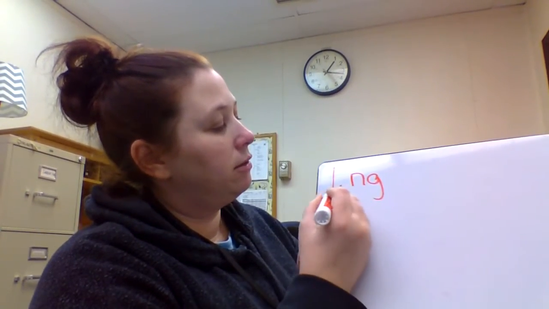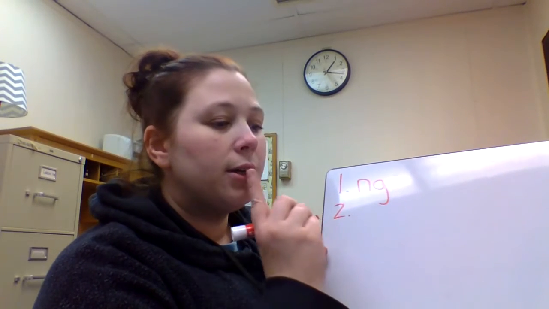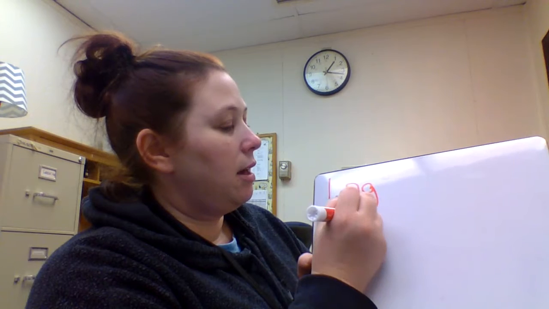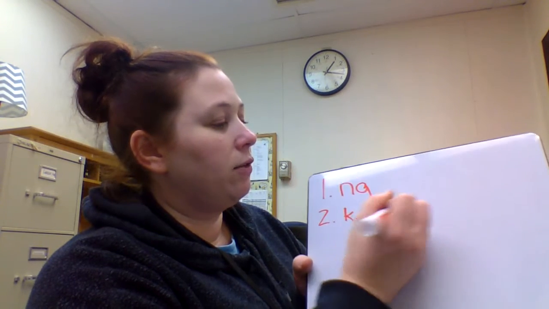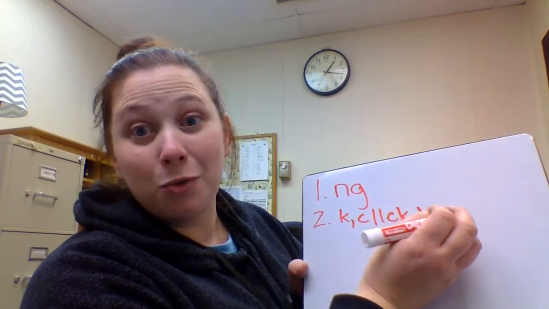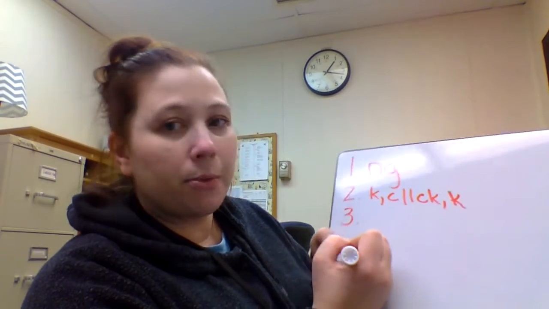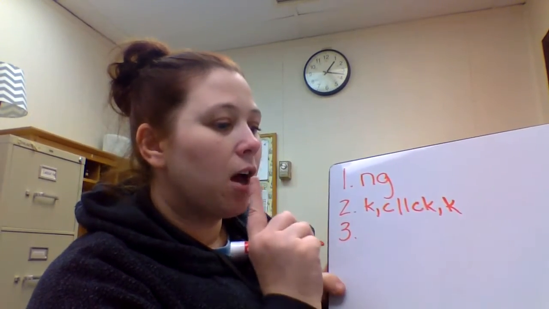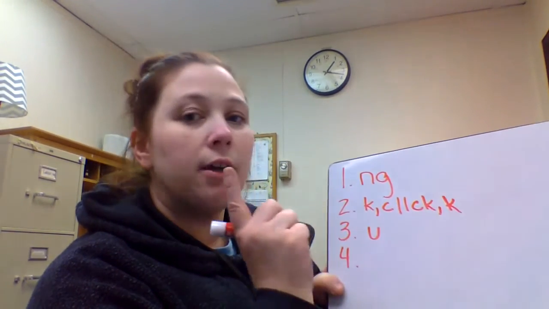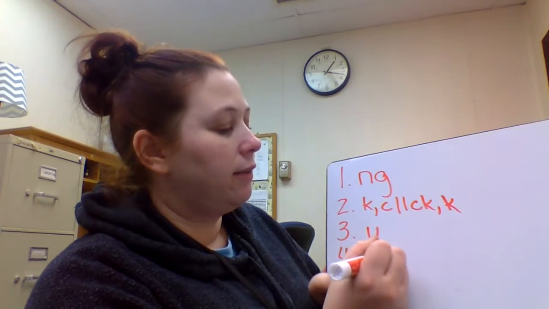Number 1 is N, and that's N-G. Number 2 is K. That's K, comma, C, and then as a final sound, CK, comma, K. And today we're going to learn a new one. Number 3 is U. Number 4 is Th, that's TH.